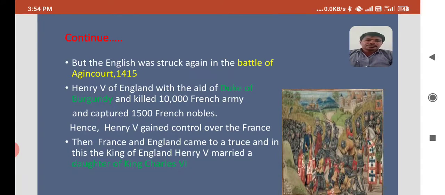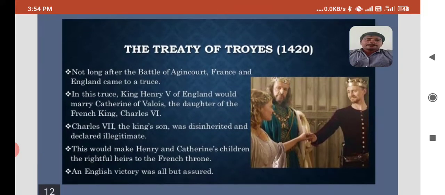But the English were struck again in the Battle of Agincourt, 1415. Henry V of England, with the aid of the Duke of Burgundy, killed 10,000 French soldiers and captured 1,500 French nobles. Hence, Henry V gained control over France. Then France and England came to a truce, and in this, the King of England, Henry V, married a daughter of King Charles VI. The Treaty of Troyes, 1420.